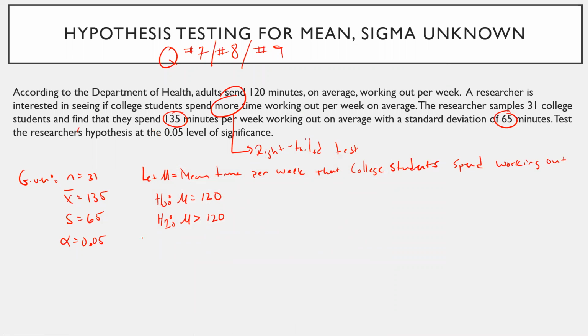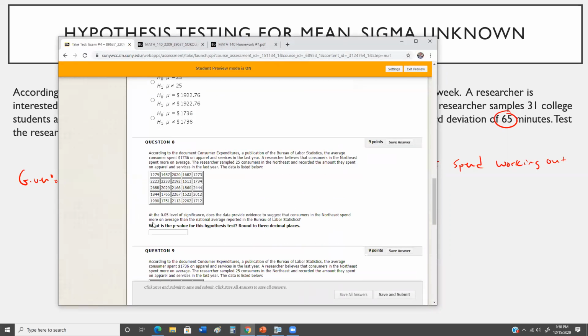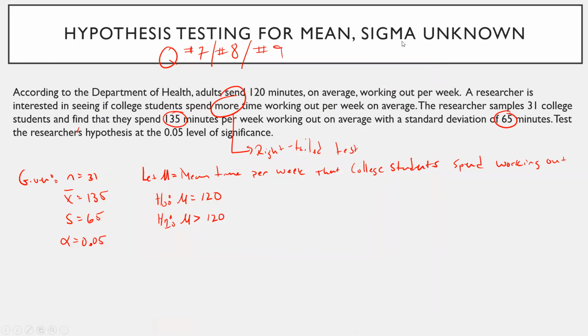All right, so then I give you the level of significance. That's step 2, but I'm not going to ask you that. Step three is the test statistic. I'm not even going to ask you that. The next question is going to say, what is the p-value? And then round to three decimal places.